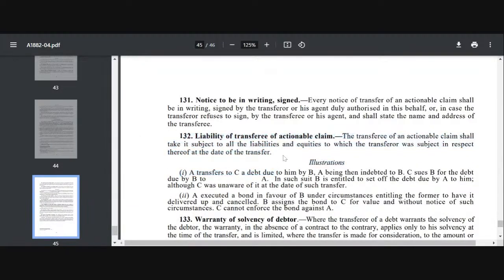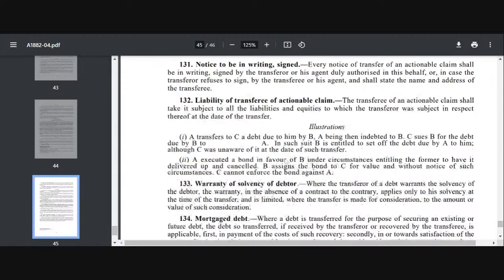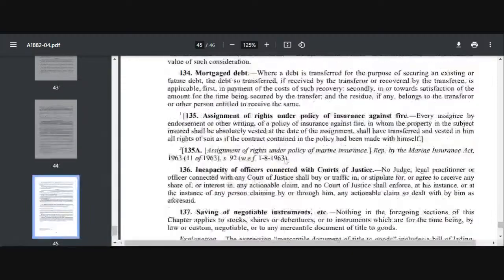So this is the liabilities. Okay, it says the transferee of actionable claim shall take it subject to the liabilities and equities to which the transferor was subject in respect thereof at the date of transfer. 133 talks about the warranty. 134 talks about mortgage debt. Now this is important.